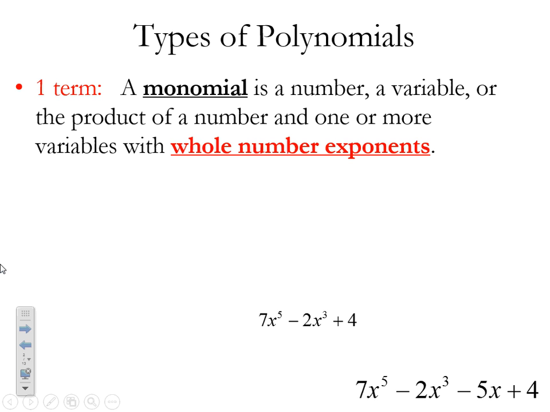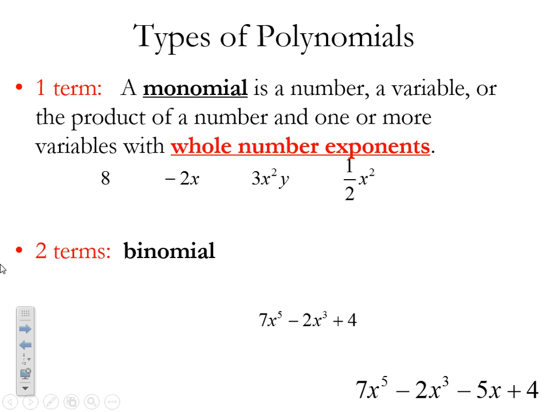First one is one term. It's called the monomial. It is a number, a variable, or a product of a number and one or more variables with whole number exponents. That's really important. So that's like 1, 2, 3 are counting numbers. Here are some examples of that: 8, negative 2 times x, 3 times x squared times y, 1/2 x squared.